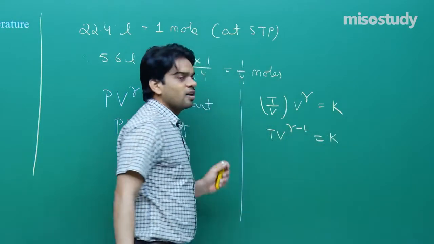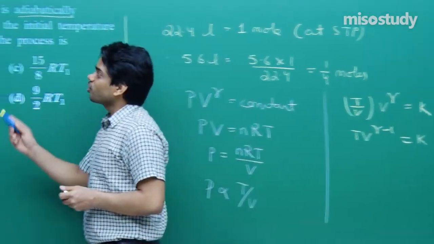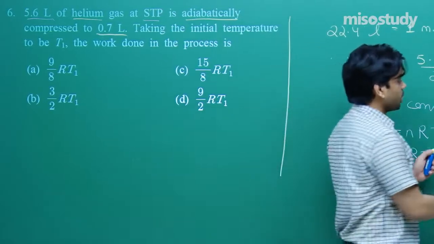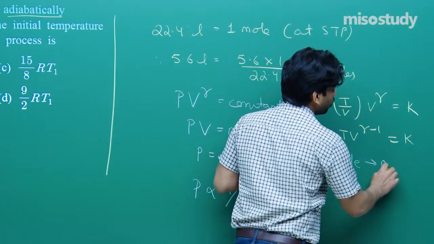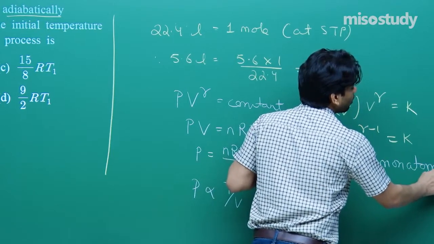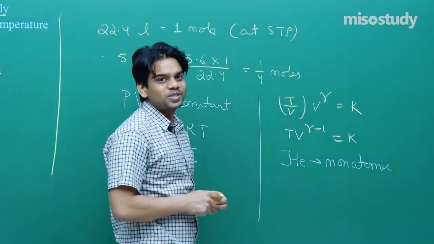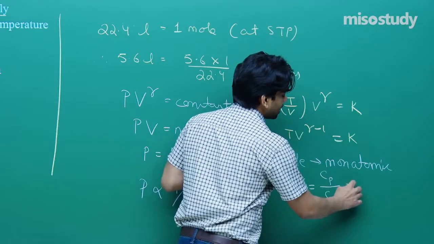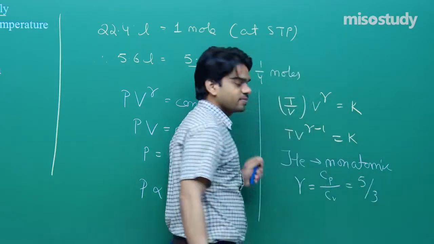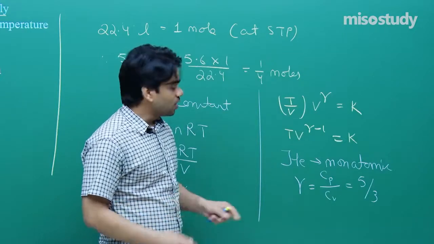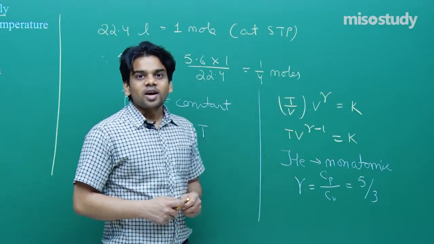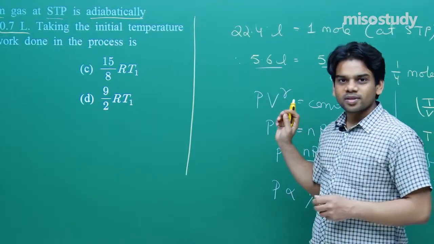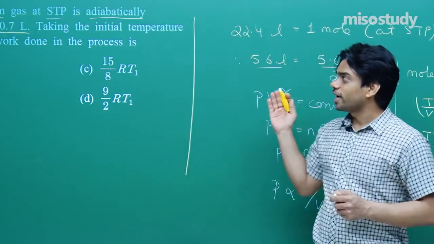Now, it's given that it's a case of helium gas. Helium is a monoatomic gas. For a monoatomic gas, you must be knowing what value of gamma should be used. Gamma is Cp by Cv, and that is actually 5 by 3. This is the adiabatic constant of a monoatomic gas. Now the initial volume is given as 5.6 liter, and the final volume is 0.7 liter.